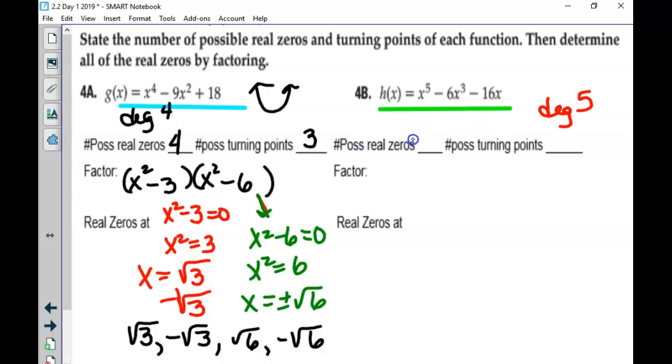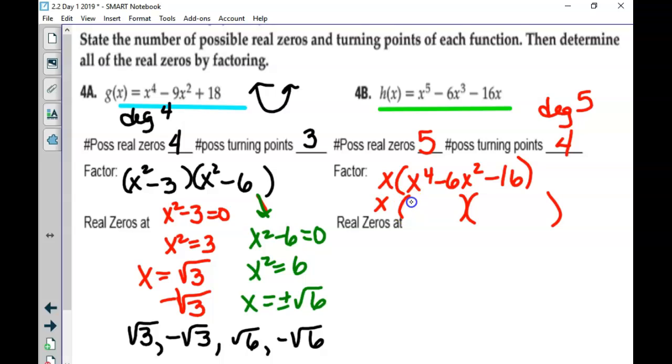Okay, so the possible number of real zeros, maximum, would be 5, and turning points would be 4. Okay, what can we factor first? Take out an x, that leaves x to the 4th minus 6x squared minus 16. Now, when we have an x to the 4th and an x squared and nothing else, we can divide it into x squared and x squared in 2 parentheses here. Factors of 16 that'll make 6 are 8 and 2. We need a negative 6, so I'm thinking a negative 8 and a positive 2, yes? Okay.